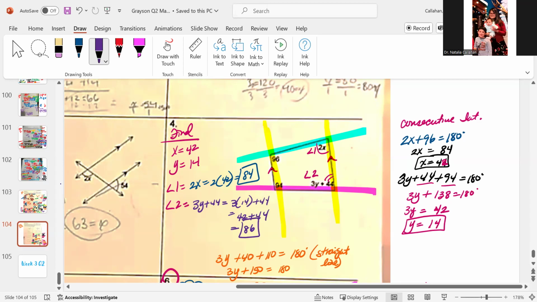And how can you check this answer to make sure it's correct? Hold on a second. There are 2 ways to check this. How can you check this?